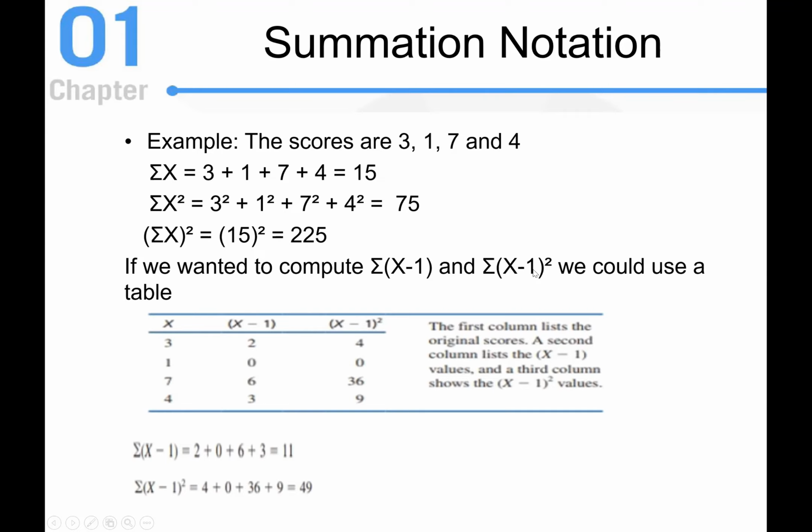Once we get a value for that, we're going to square it, because we do parentheses first, then we do exponents. So we're going to subtract 1 from each score, then we're going to square it. And then once we do that, we're going to have a value, and we're going to add those values up. We're going to sum those up.